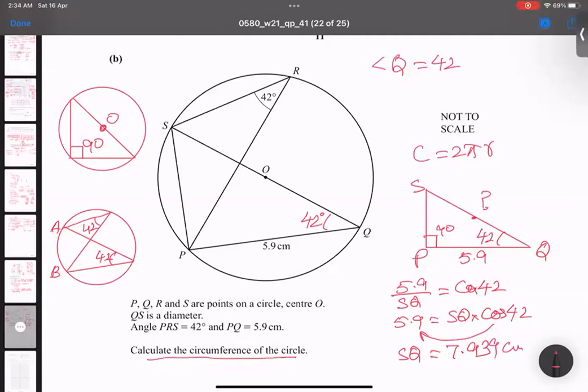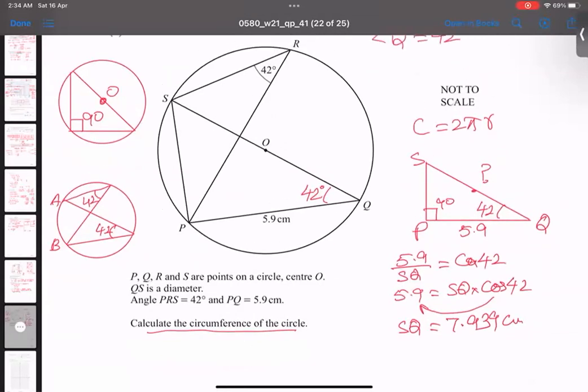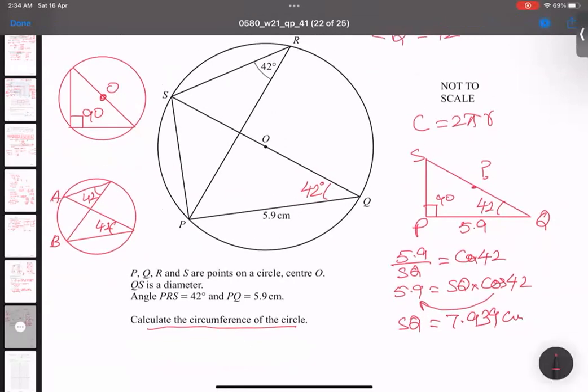I got the diameter. But diameter is not my concern. I have to find the radius first. So I'm writing the radius now. The radius is actually equal to what? Divide by 2. So 7.939 divided by 2, I'm getting 3.9696. Actually, I found it for 4 dp, but for a more accurate answer.